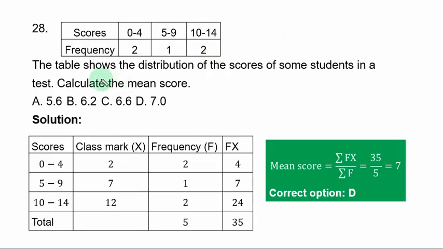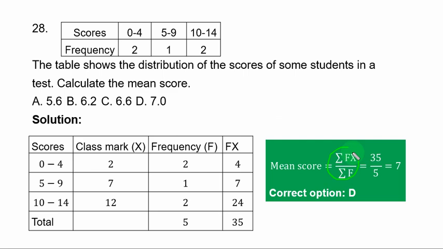Question 28. The table shows the distribution of the scores of some students in a test. Calculate the mean score. The scores 0 to 4: 2 students scored that, 5 to 9: 1 student, 10 to 14: 2 students. We have grouped data, and as you know, the mean score is the summation of fx, that is frequency times x, the scores, over the sum of frequency.